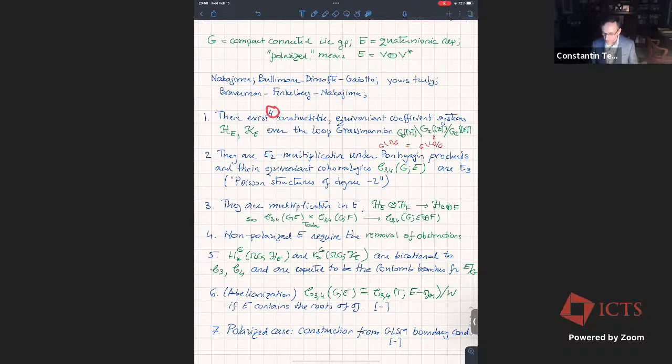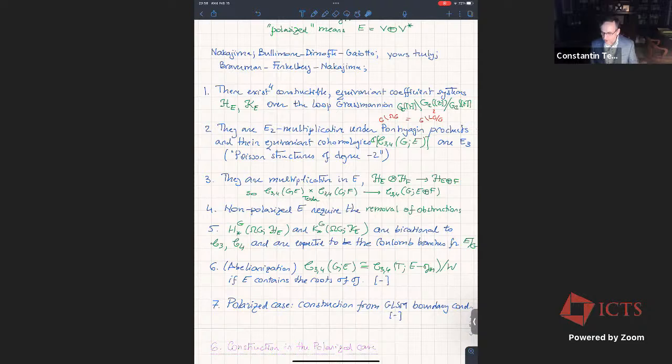I put a footnote 4, it's going to be point 4 below. These coefficient systems are E2 multiplicative for the Pontryagin products on their basis. And moreover, if you take equivariant cohomologies, which would be functions on these, then they are even E3 multiplicative. In other words, they are commutative, but have a distinguished Poisson structure of degree -2. I prefer Poisson structure. These coefficient systems are also multiplicative in E.